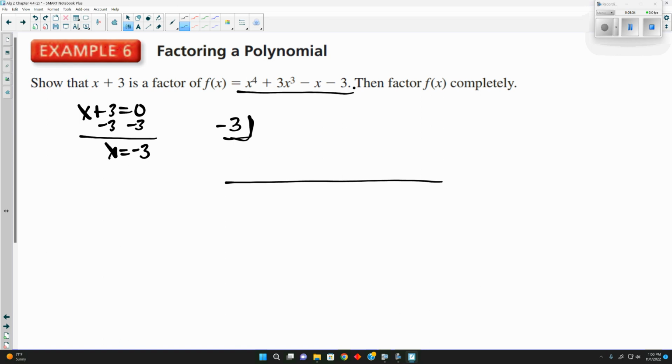So what's the degree of this? So how many terms should we have? How many terms do we actually have? So we should have 1 as a... So we have 1 for x to the 4th, 3 for x to the 3rd, 0 for x squared, negative 1 and negative 3.